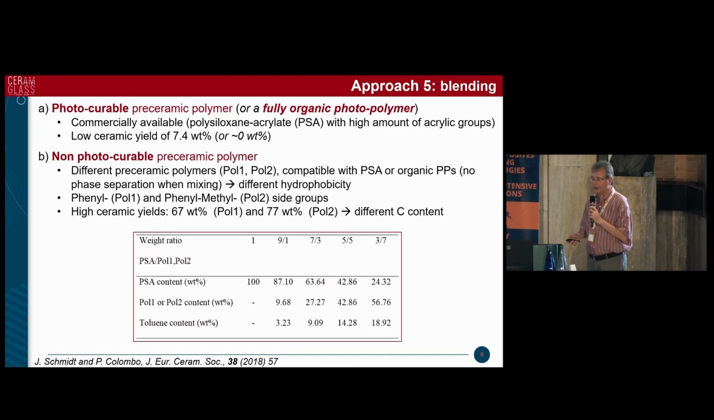So here I'm simply showing the blending approach, and the reason why is that I want to go beyond and describe what we are currently doing in this field, so I'm not spending too much time telling you what we did in the past. So we used photocurable siloxane acrylate that is used to generate conformal coatings on electronics. It's very highly reactive, but it has a very low ceramic yield because of the linear molecular structure. Or you can use, as I mentioned, a fully organic photopolymer.